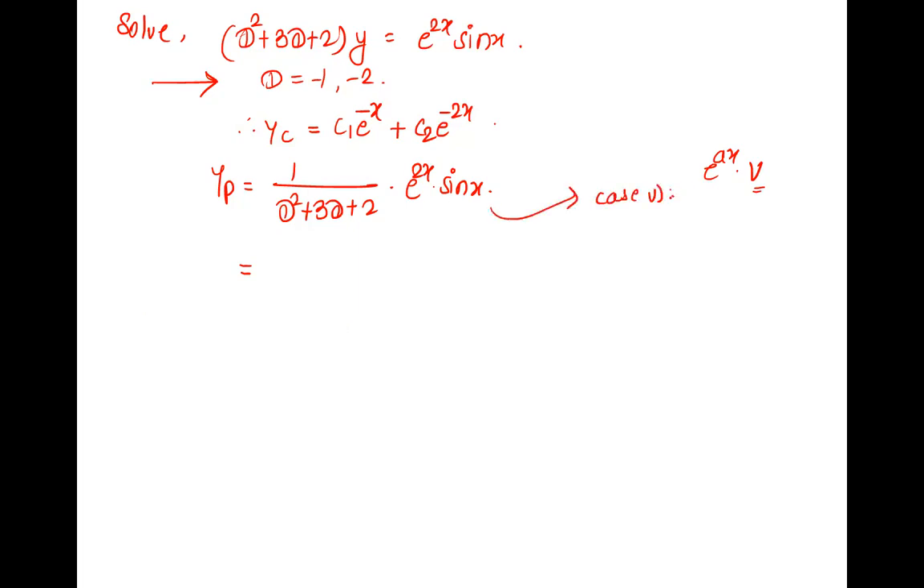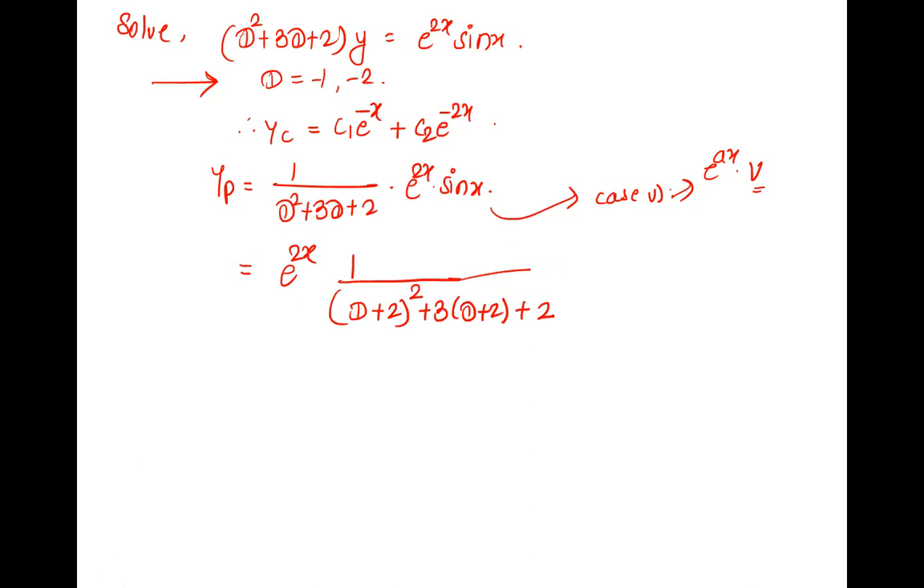So what is that? Case 5. E comes out and whatever is the power of e, that is added to D everywhere. So what will we add to D now? 2. D plus 2 everywhere, correct. So D plus 2 bracket square plus 3 into D plus 2 plus 2 as it is. We are just changing D's by D plus 2, right?